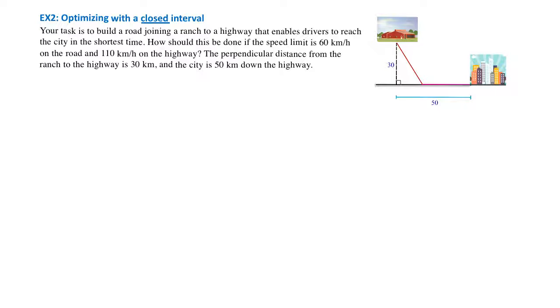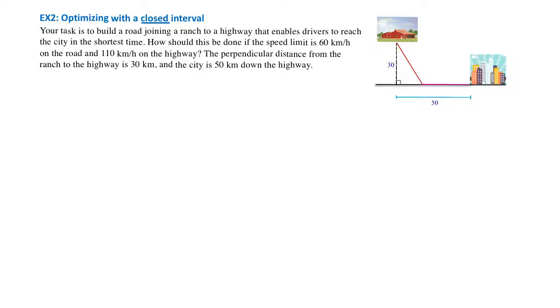Example 2 is another optimization problem, but now this problem is operating on a closed interval. And you're going to see exactly what I mean by that. In the previous one, we were doing an optimization problem where the domain of the function was pretty much open. It was infinite. Here, the domain of the function is going to end up being a closed interval. So then in order to maximize or minimize our function, we are going to use the extreme value theorem. We're not going to use the first derivative or the second derivative.